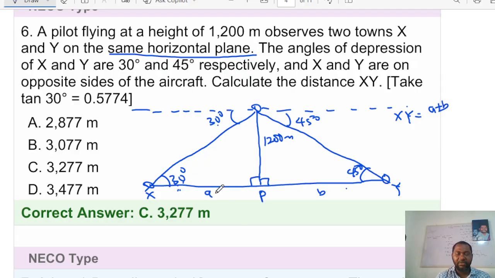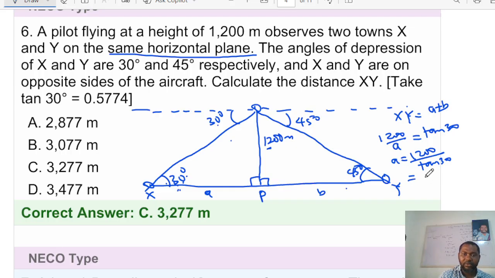So it's easy to find A. According to 30 degrees, A is the adjacent. 1200 is the opposite, and A is adjacent. So I would say 1200 divided by A is equal to tan 30. So that means A will be 1200 divided by tan 30.